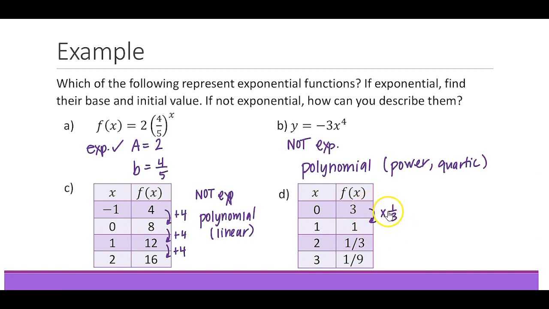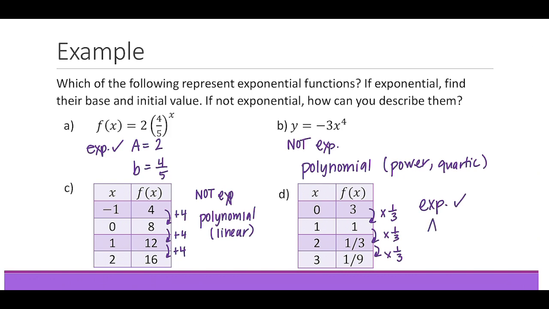So to get from 3 to 1, I'm multiplying by 1/3. To get from 1 to 1/3, I'm multiplying by 1/3. To get from 1/3 to 1/9, I'm multiplying by 1/3. And so since we're multiplying by the same number every time, that means we do have an exponential function here.